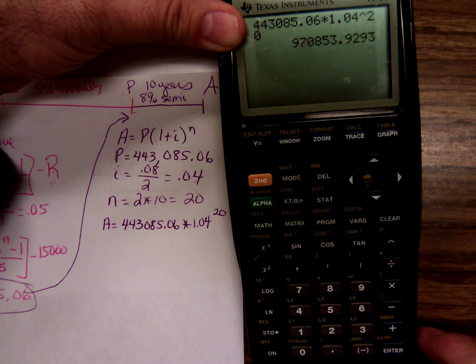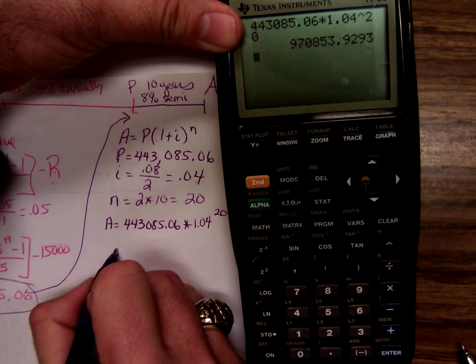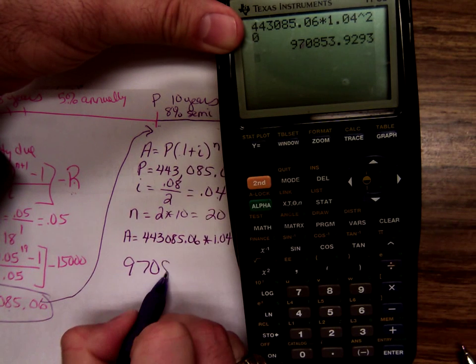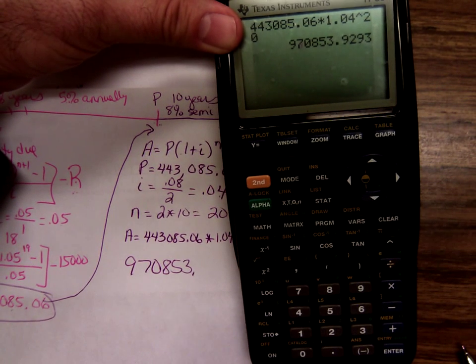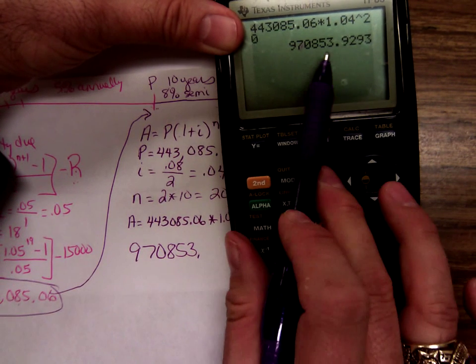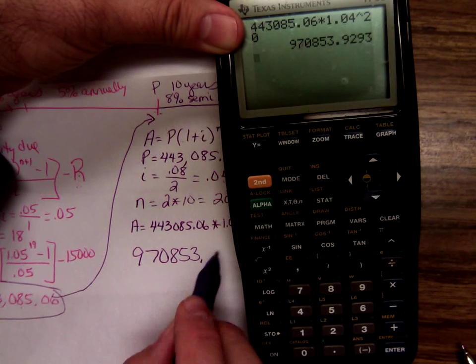$970,853 and let's see, how many cents is this? I think they want us to round it to dollars and cents. Would that be 93 cents? I know the glare is bad.